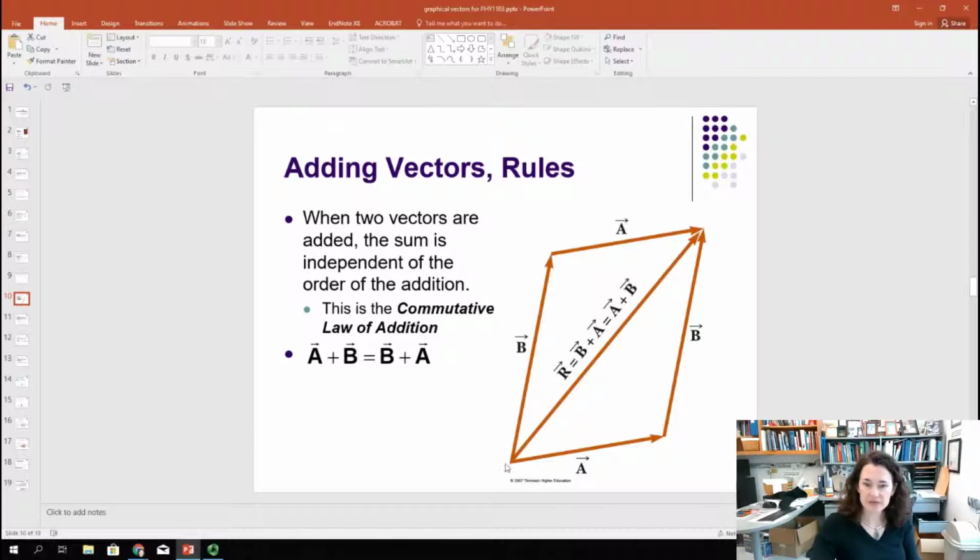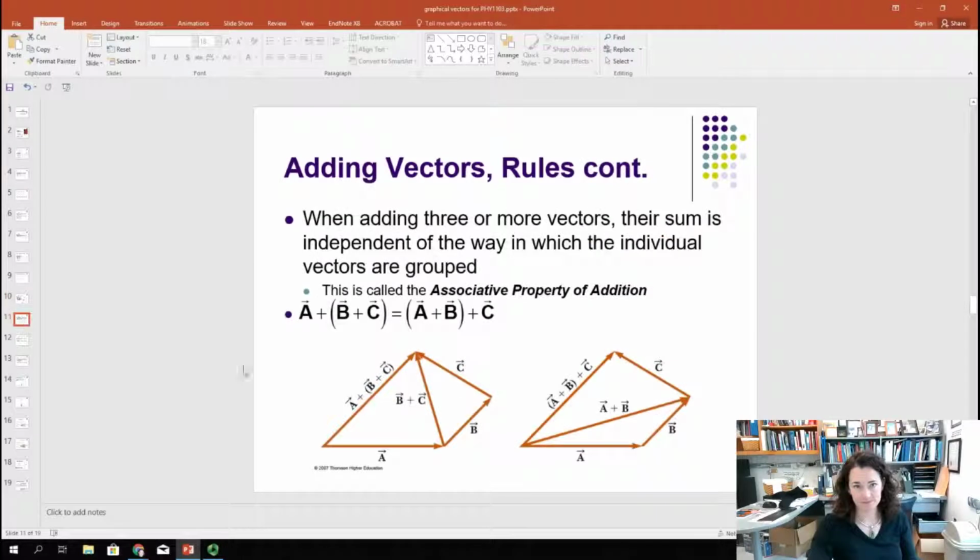So here on the bottom is A plus B. So A starts first, and then I put the beginning of vector B at the end of vector A, and then I draw it. And then I connect my resultant vector, called here R, from the beginning of A to the end of B. But you can see that the same thing happens if I start with B and then add A on second. I get the same vector. So this is the commutative law of addition. Doesn't matter what order you add them.